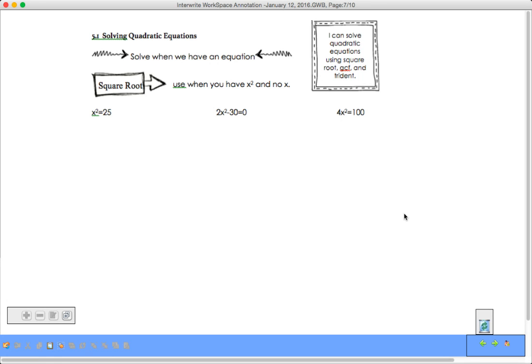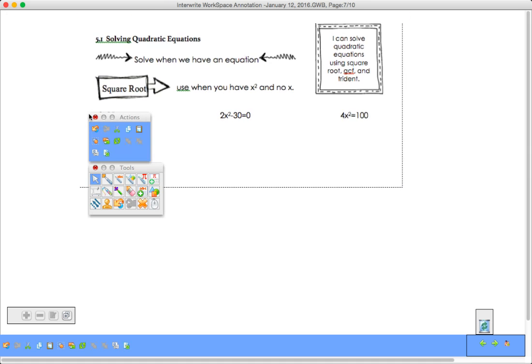We also have what's called the square root method if we only have an x squared and not an x term. Okay, so we're going to look at that one first. And this one's really quite easy. All you have to do is, if you have an x squared and no x, like this one right here, to get rid of squared, you take the square root.